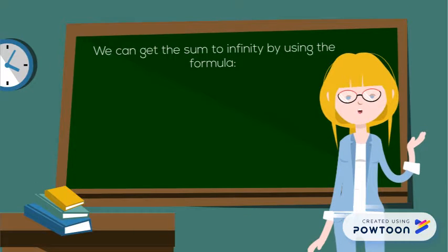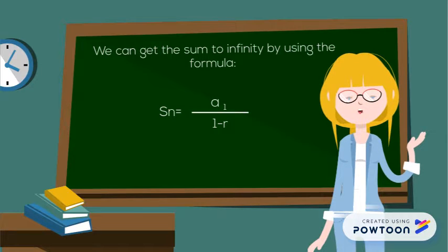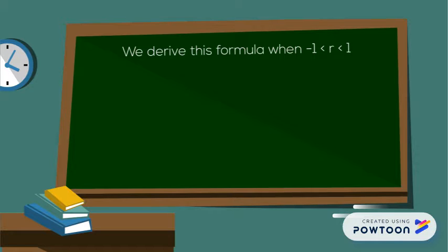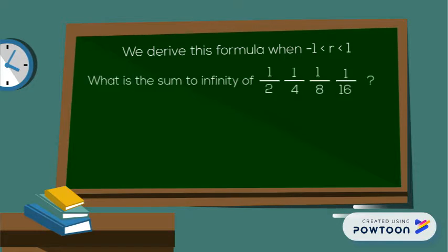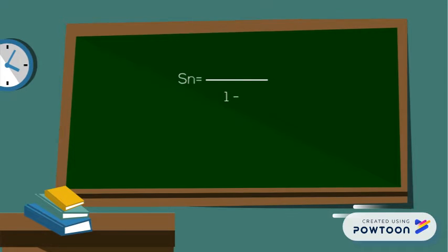We can get the sum to infinity by using the formula S sub n equals a sub 1 over 1 minus r. Try this formula when -1 is less than the ratio and the ratio is less than 1. For example, what is the sum to infinity of 1/2, 1/4, 1/8, and 1/16? The first term is 1/2, and r is equal to 1/2. Now you can easily substitute the first term and the ratio. The sum to infinity is equal to 1.